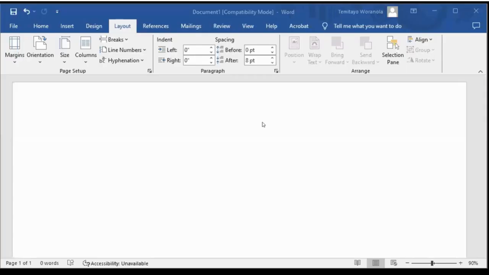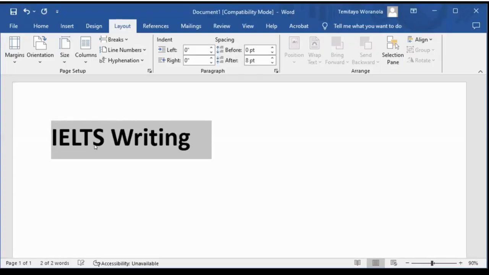What is IELTS writing all about? During IELTS writing, you'll be expected to do two tasks.